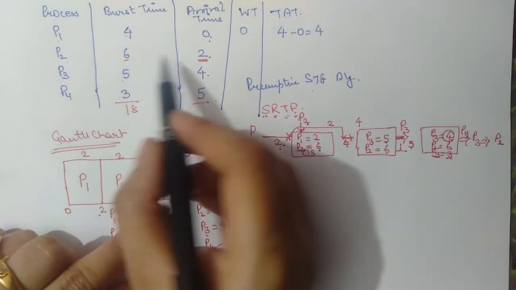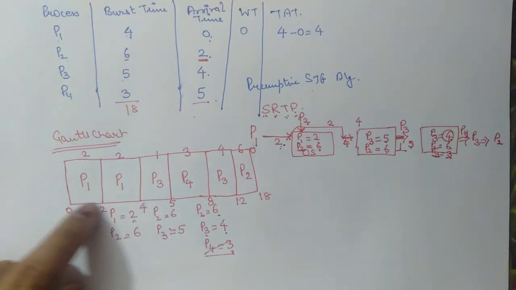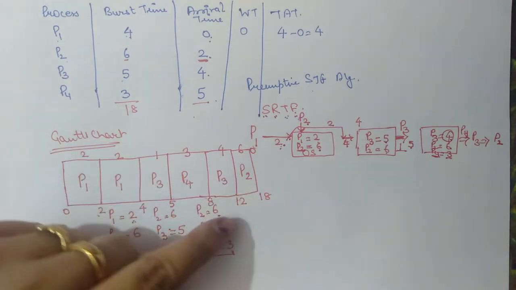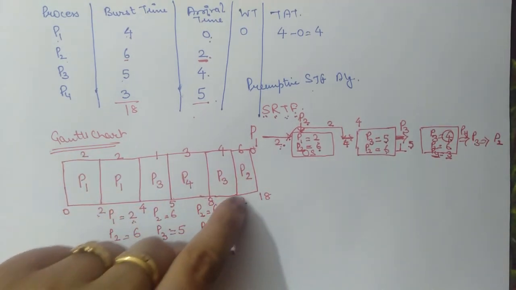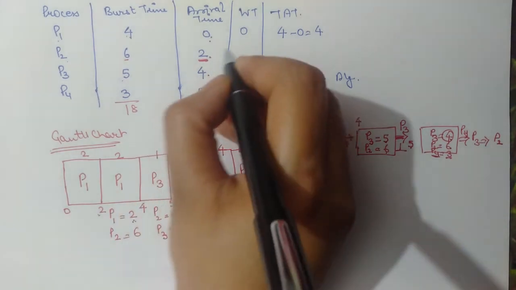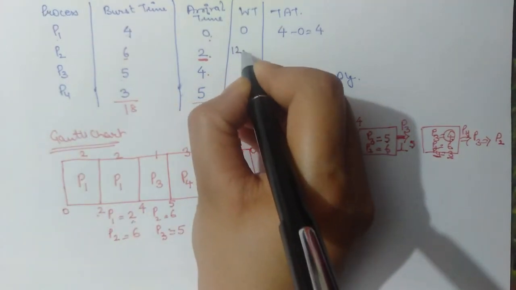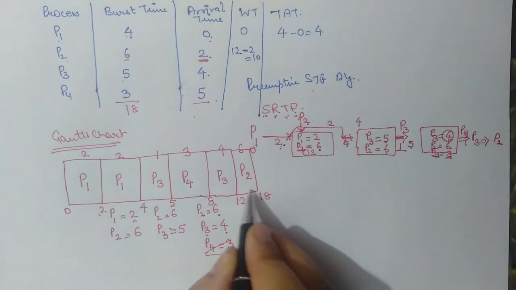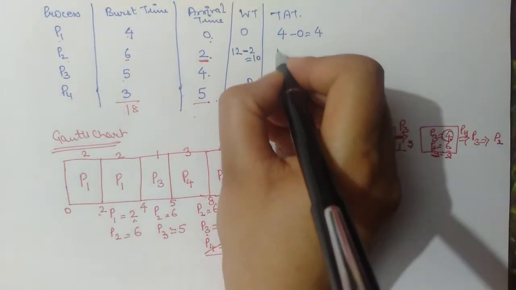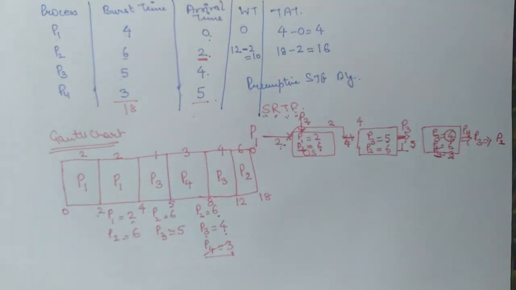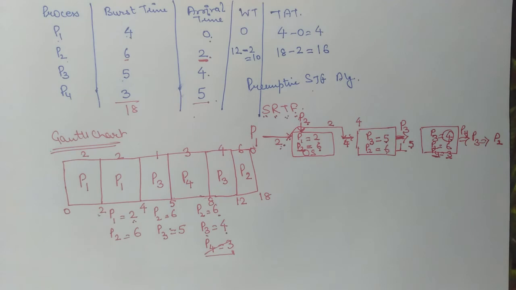Now the next process is P2. See the bar where P2 is written. Now see the left corner. There is no breakage of P2. The left corner is 12. The waiting time of process number 2 is 12 minus its arrival time, which is 10. And for the turnaround time, see its right corner: 18 minus arrival time 2. So 16 is the turnaround time of process number 2.